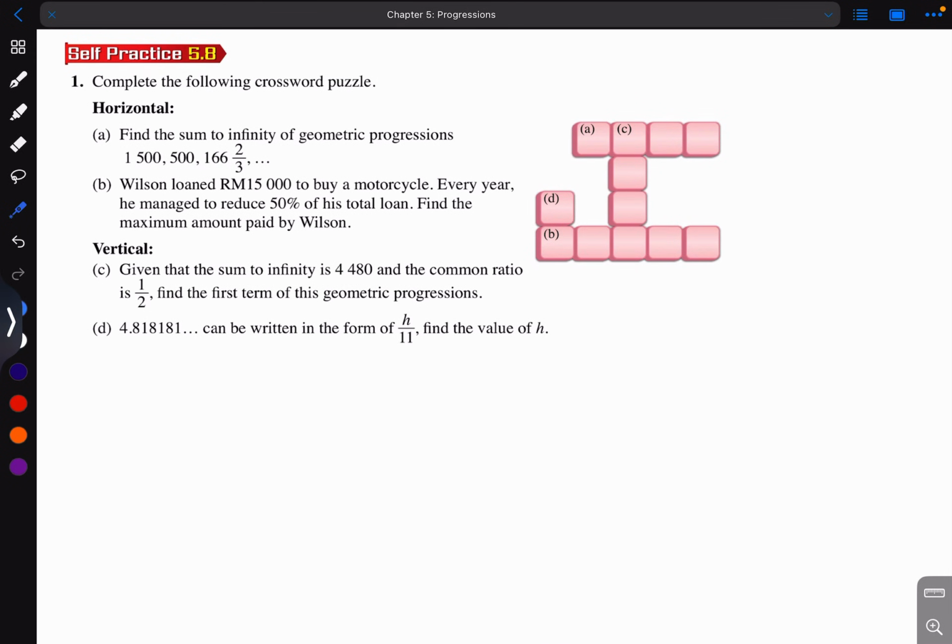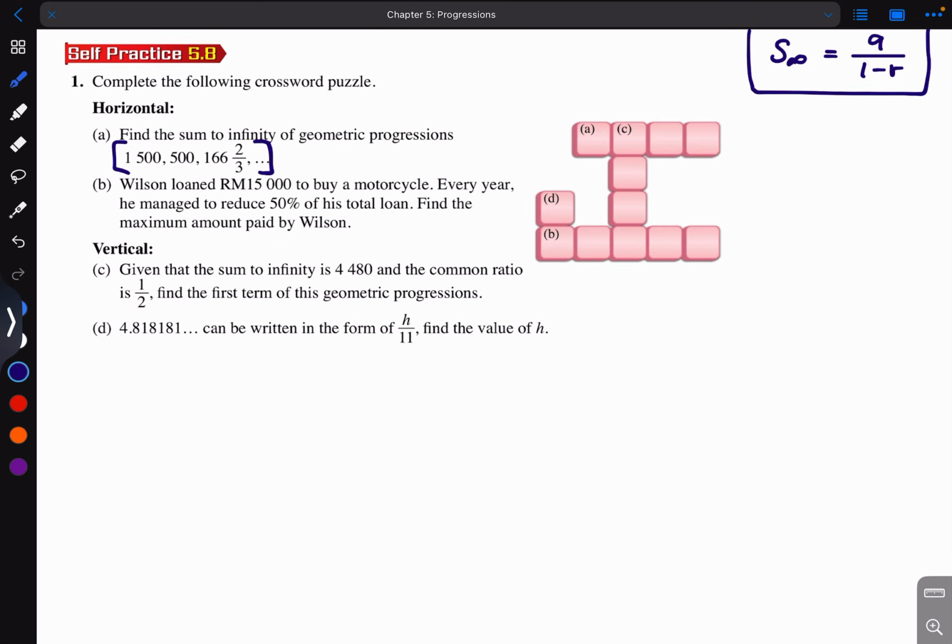Self-practice 5.8, question 1. Complete the following crossword puzzle. Okay, so let's try the horizontal A first. Find the sum to infinity of geometric progression, this one. Okay, so the formula for sum to infinity is a over 1 minus r.